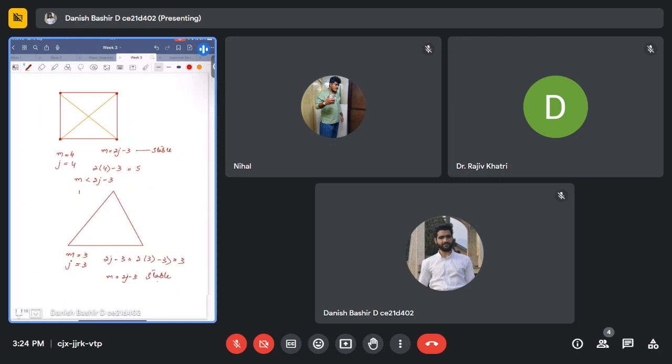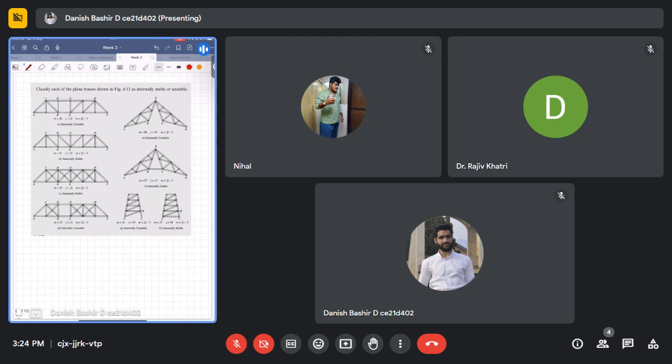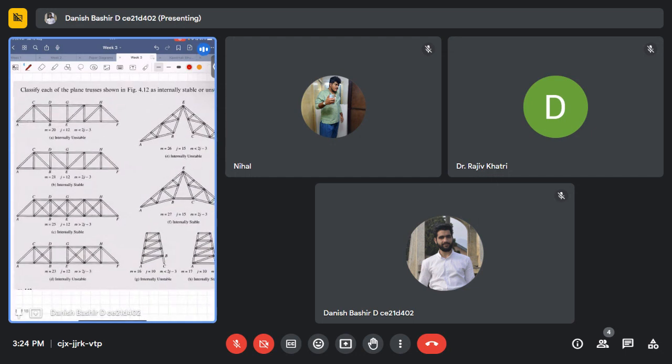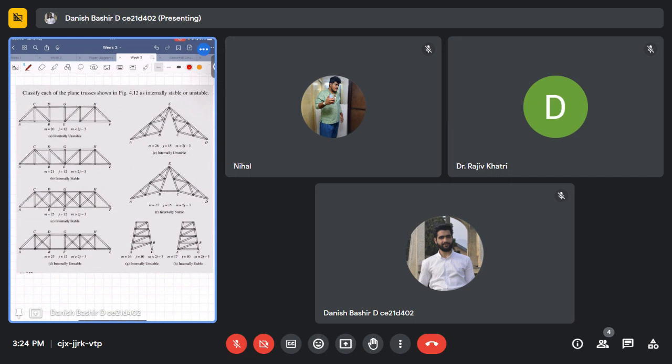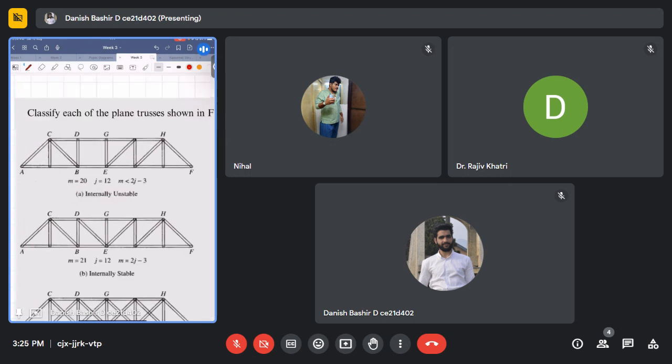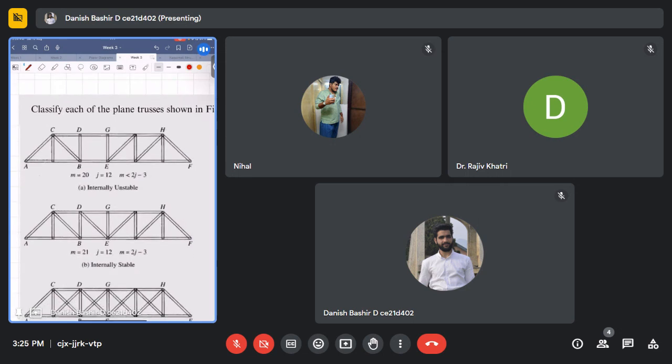So we will do the same exercise here. I have given some problems. Classify each of the plane trusses shown as internally stable or unstable structures. So first is a Howe truss. Like this, we can calculate the number of members in it. Let me enlarge it a little bit. What is the number of members? It is 1, 2, 3, 4, 5, 6, 7, 8, 9, 10, 11, 12, 13, 14, 15, 16, 17, 18, 19, 20. We have 20 members.